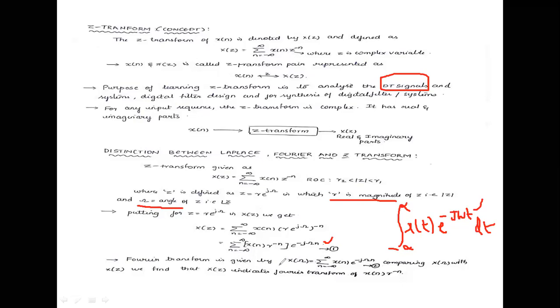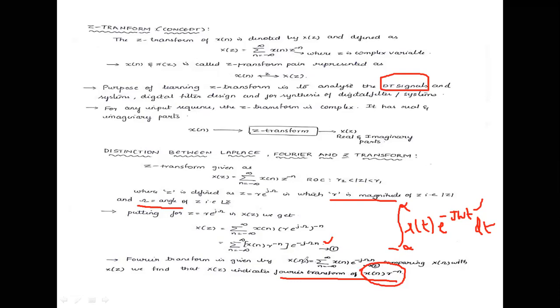So the Fourier transform is given by X(ω) equal to the sum over n from minus infinity to infinity of x(n) e^(-jωn). Comparing X(ω) with X(z), we find that X(z) indicates the Fourier transform of x(n) r^(-n).